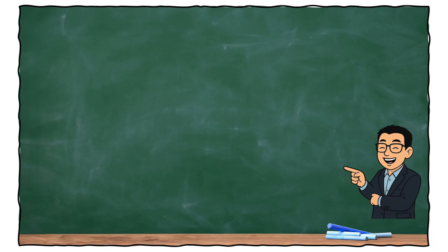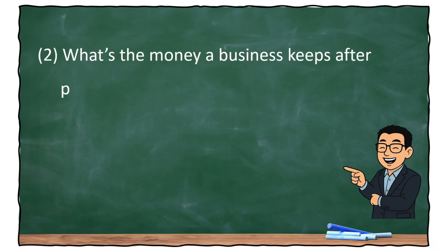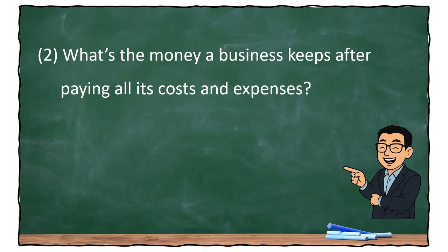Let's look at number 2. What is the money a business keeps after paying all its costs and expenses? The answer is B. Net profit. That's the income remaining after all costs are paid.